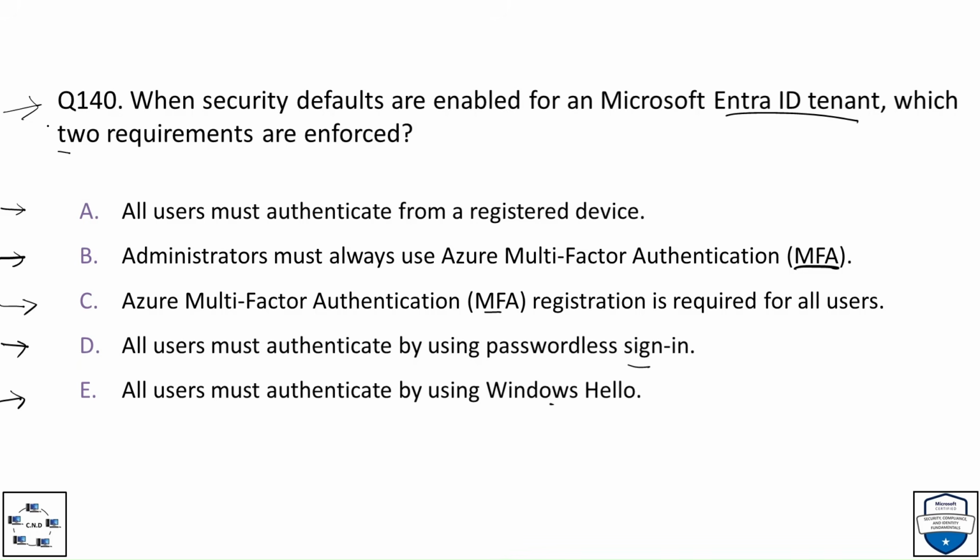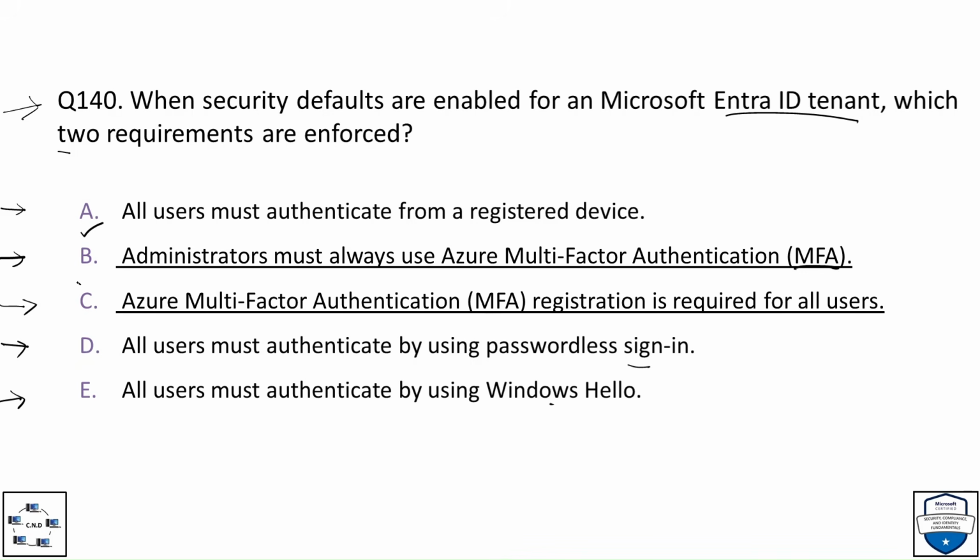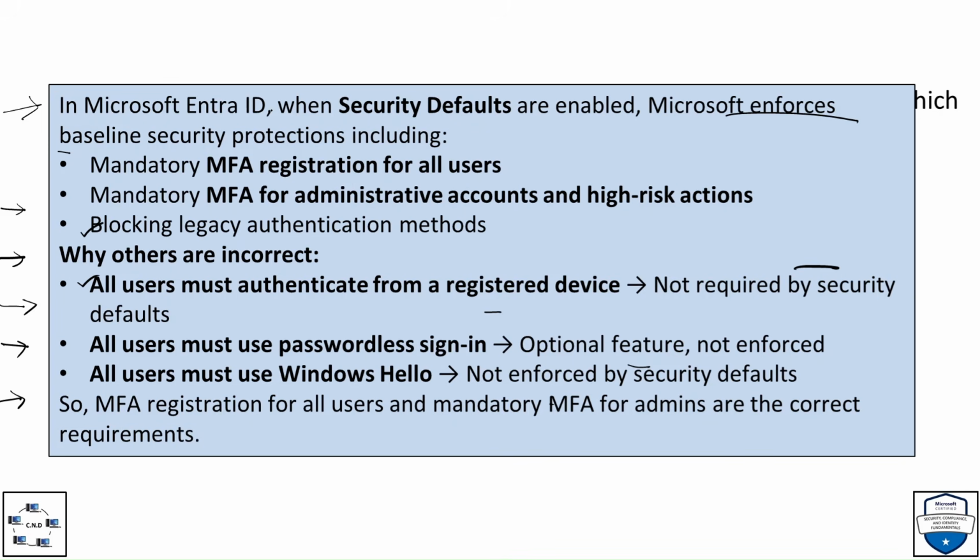So we have to choose two options, and the correct options are option B, administrators must always use Azure Multi-Factor Authentication, and option C, Azure Multi-Factor Authentication registration is required for all users. So the explanation is, in Microsoft Entra ID, when security defaults are enabled, Microsoft enforces baseline security protection including mandatory MFA registration for all users, mandatory MFA for administration accounts and high-risk actions, and blocking legacy authentication methods.